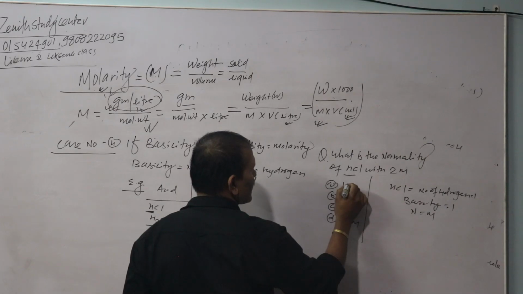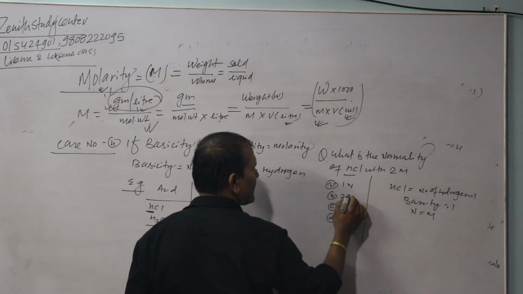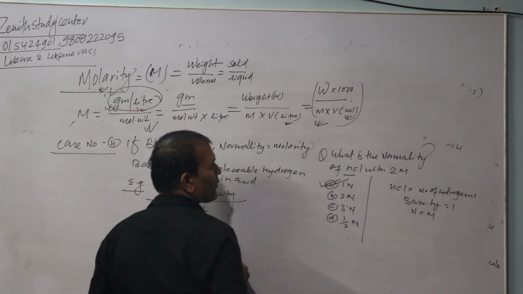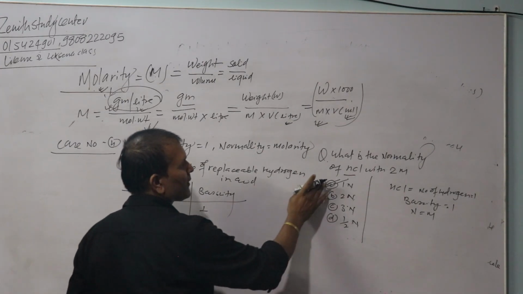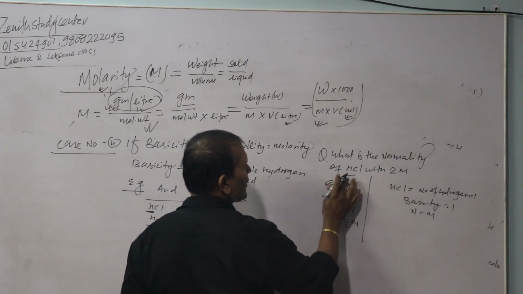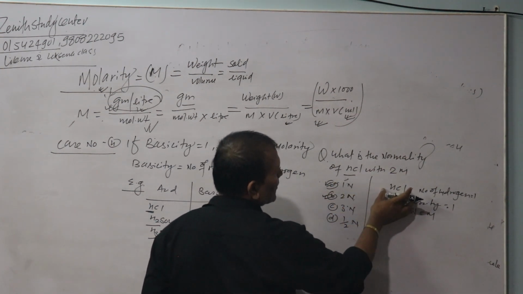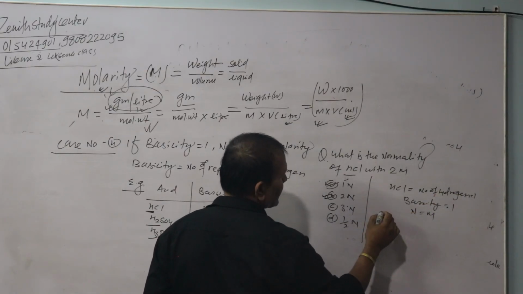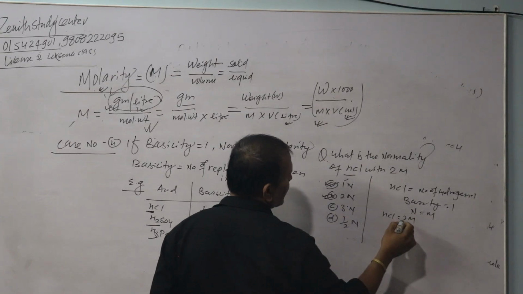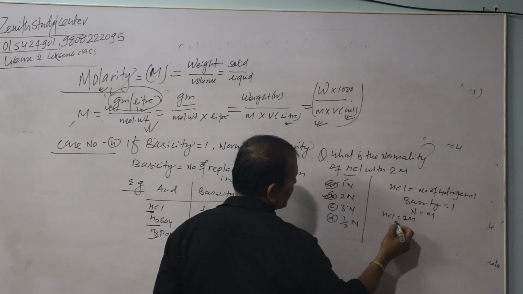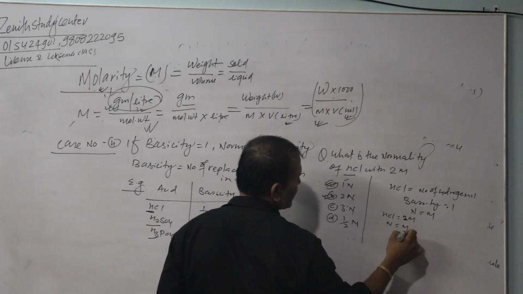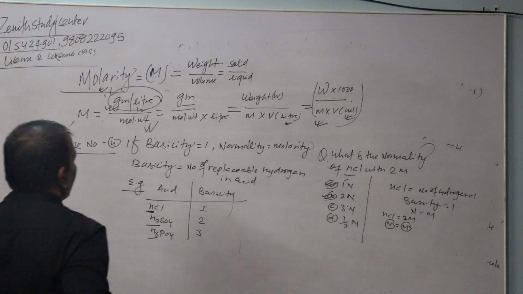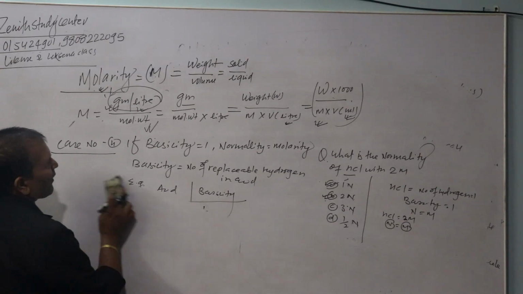So we take 2 molar, 2 normal. Because we have HCl, the number of hydrogen is 1, the basicity is equal to 1, and HCl has 2 molar. At that condition, when basicity is 1, normality is equal to molarity. So we have 2 molarity, then normality is also 2. Case number 5.